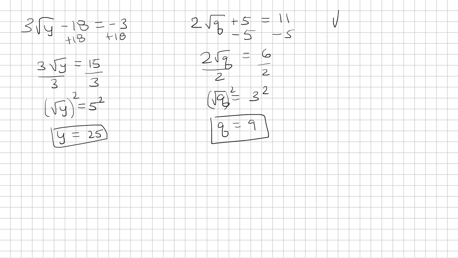Next one, square root of a minus 3 plus 5 is equal to 9. We want to get a by itself, so first we have to subtract by 5. We have square root of a minus 3 is equal to 4. Next step is to get rid of the square root, so we'll square both sides. We have a minus 3 is equal to 16. Adding 3 to both sides, we have a is equal to 19.